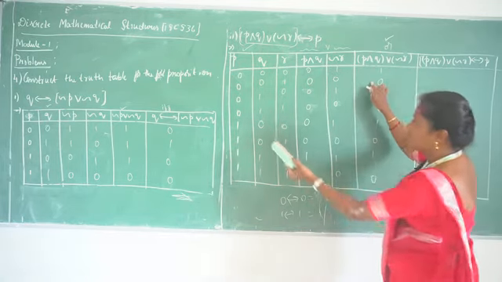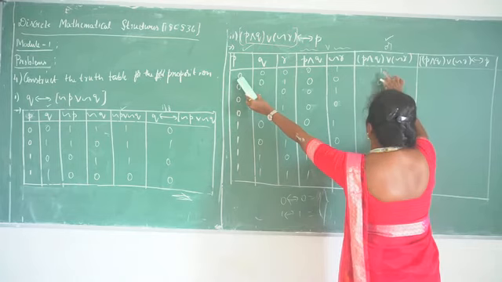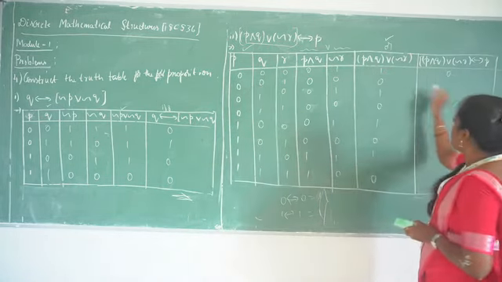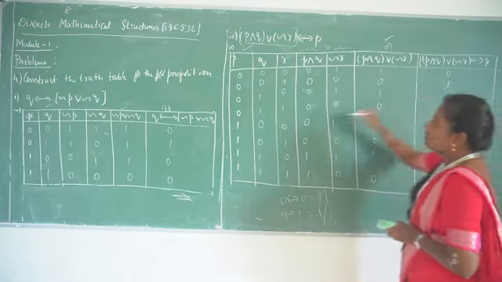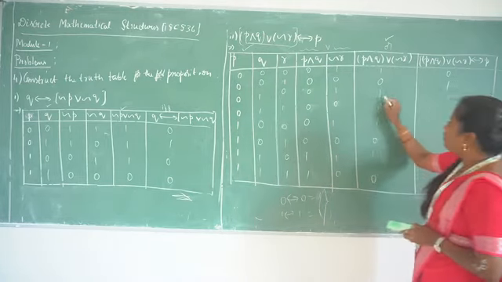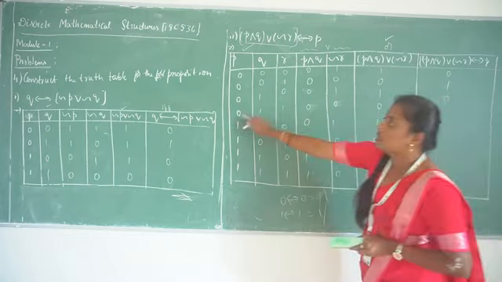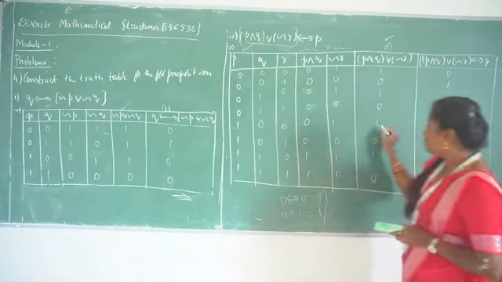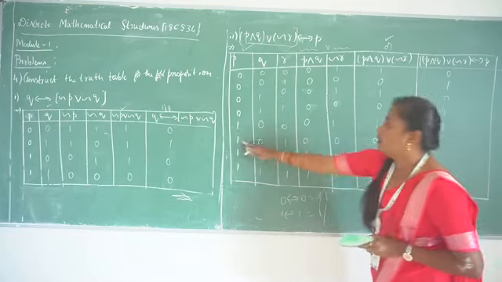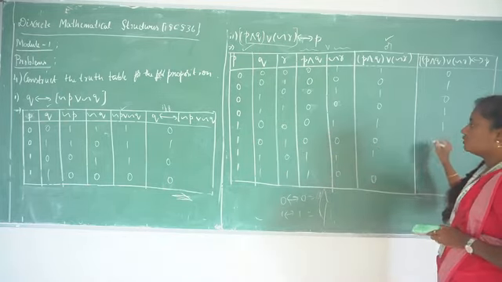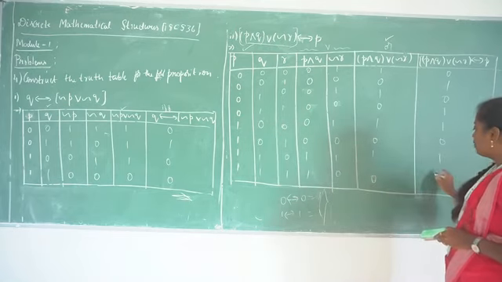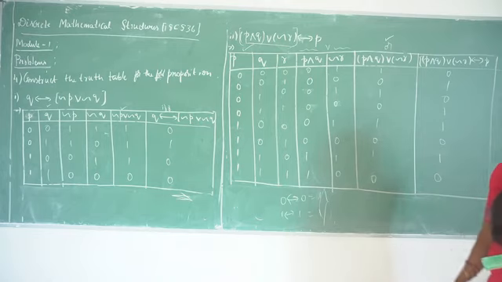So let us take these two columns. 0 if and only if 1 is 0. 0 if and only if 0 is 1. 0 if and only if 1 is 0. 0 if and only if 0 is 1. 1 if and only if 1 is 1. 1 if and only if 0 is 0. 1 if and only if 1 is 1. And the last one for biconditional, 1 if and only if 0 is 0. So these are the required truth values.